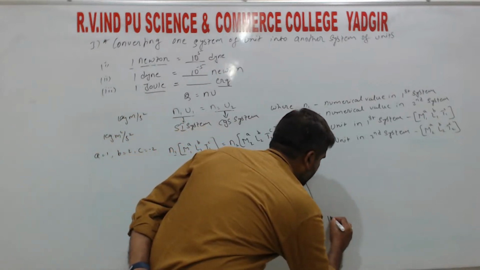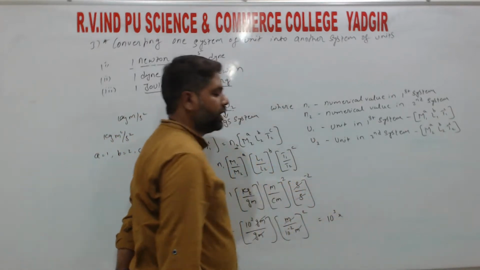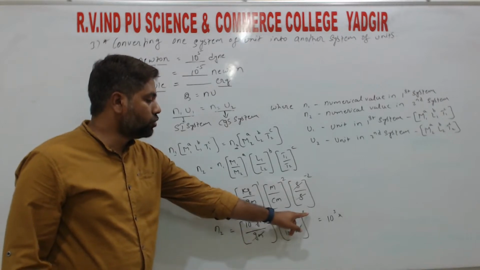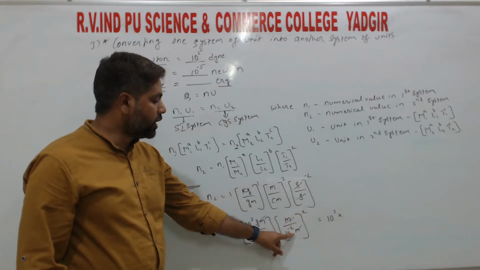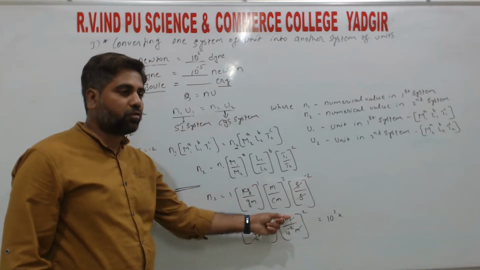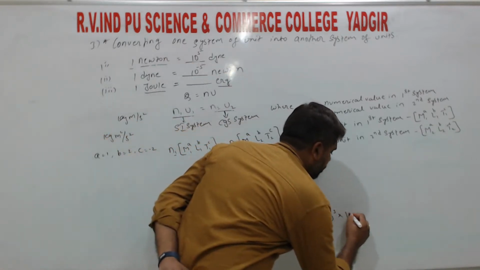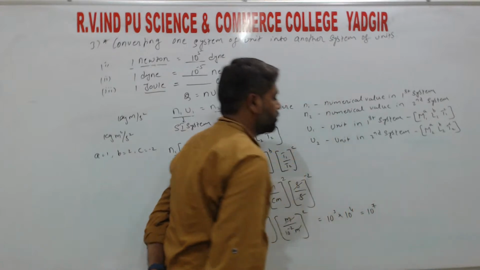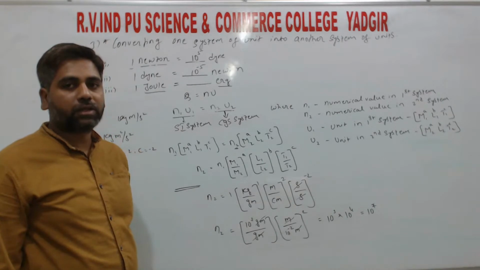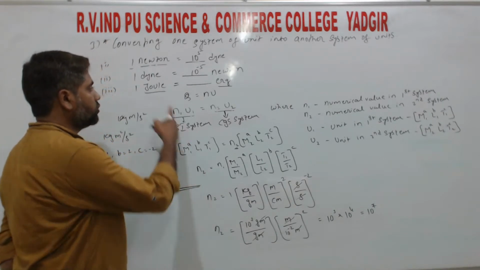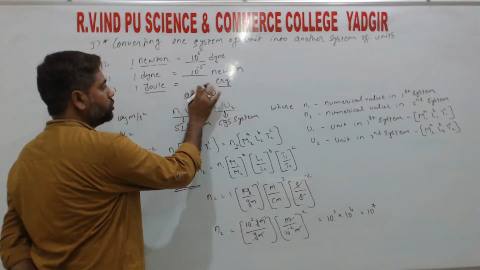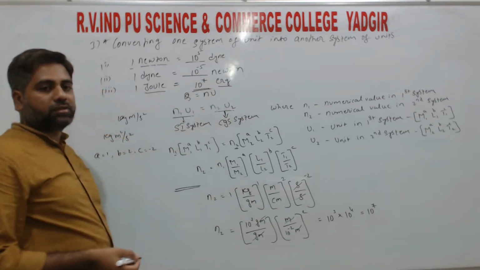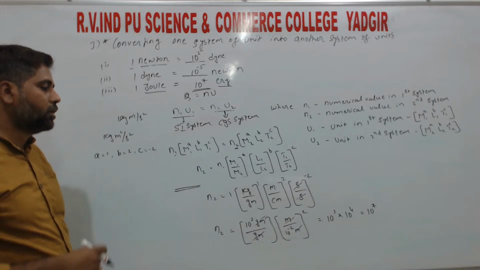So remaining 10 to the power of 3 into 1 divided by 10 to the power of minus 2 whole square, that means 1 divided by 10 to the power of minus 4. So if it goes to the numerator, it becomes 10 to the power of plus 4, that is equals to 10 to the power 7. That is 4 plus 3, that is equals to 7. So 1 joule is equals to 10 to the power 7 ergs, right?